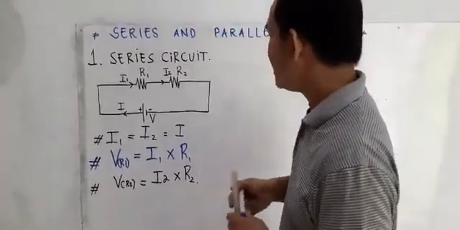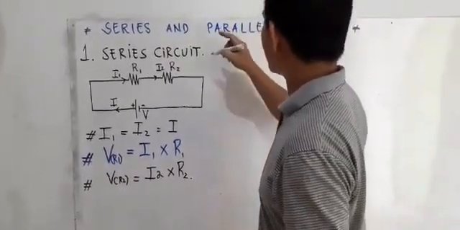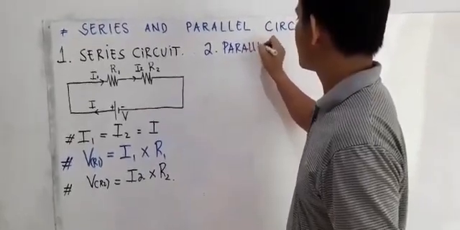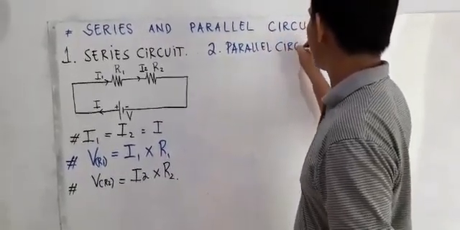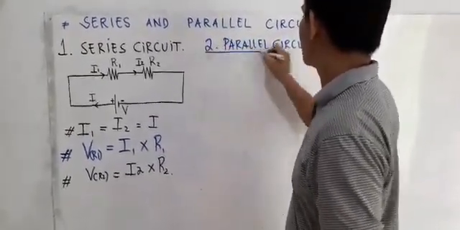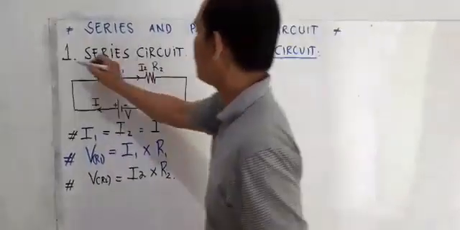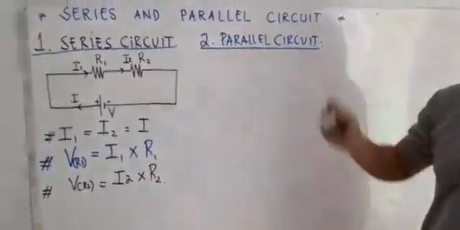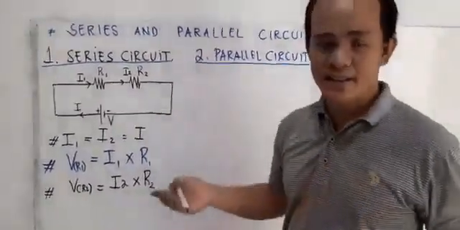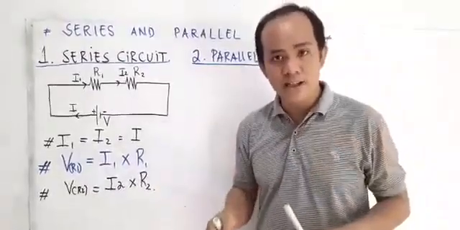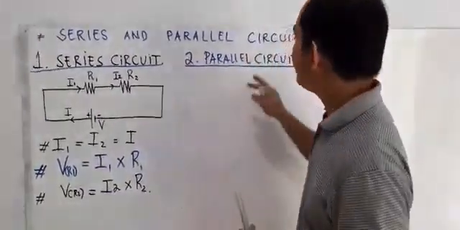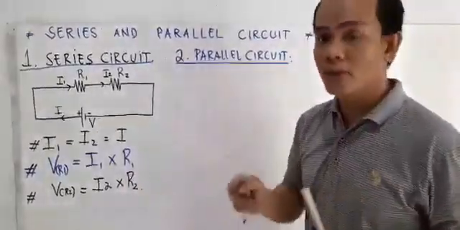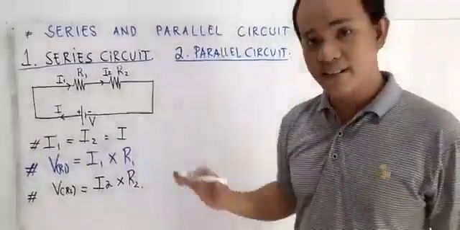The second thing is the parallel circuit. If we first learned about the series circuit, the second is the parallel circuit. What is a parallel circuit? It divides current, but it has the same voltage in each branch, if the resistance is the same.